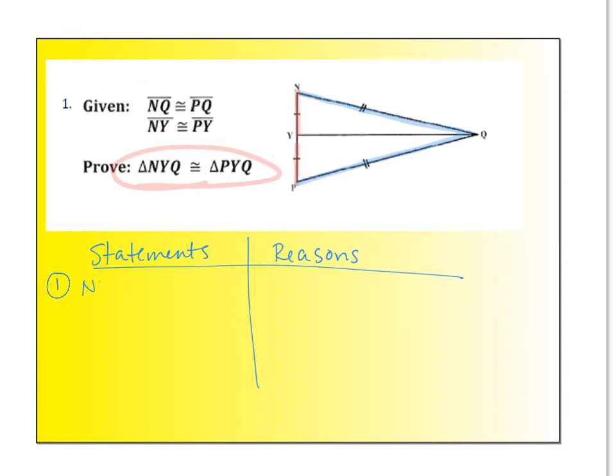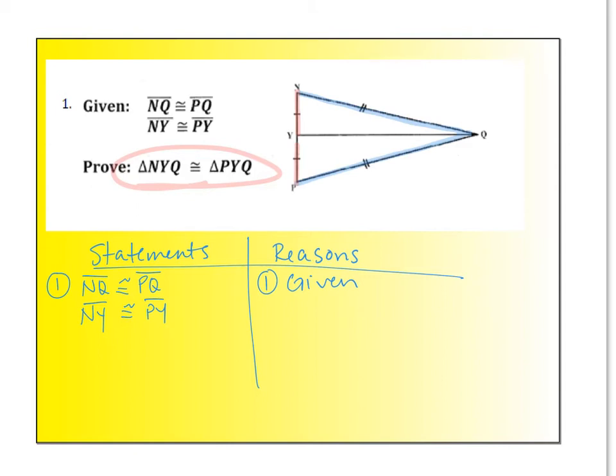So I know for a fact segment NQ is congruent to segment PQ. I know that for a fact. I also know for a fact segment NY is congruent to segment PY. I'm going to put them both in number one. Why do I know they're true? Because it was given information. Whenever you do a proof, you're going to start with your given information. You're going to put the statements in number one, and you're going to have its reason as given. That was given to you.